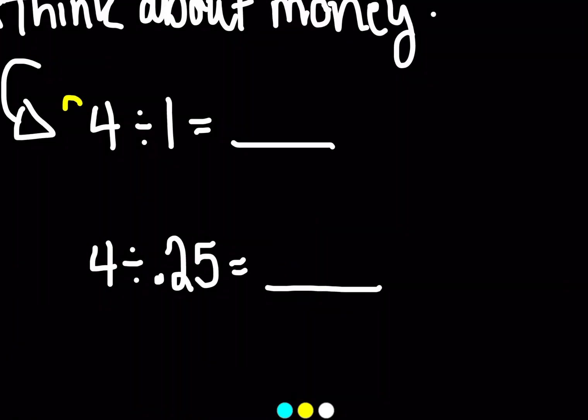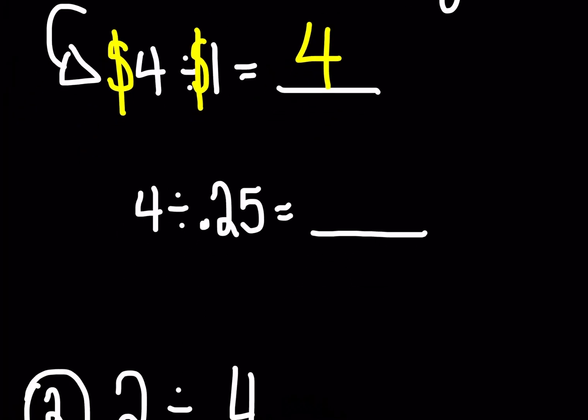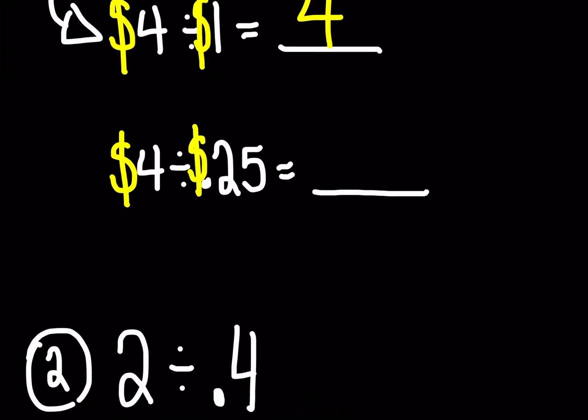Let's say you have $4 and you're breaking it up into groups of $1 bills. 4 divided by 1 is fairly easy to understand. There's going to be 4, because if you have $4 and you want to break it into $1 bills, you will have 4 overall. But what if you have $4 and you're breaking it up into 25 cents, which would be quarters? You're really asking yourself, if you have $4, how many quarters is that going to be?